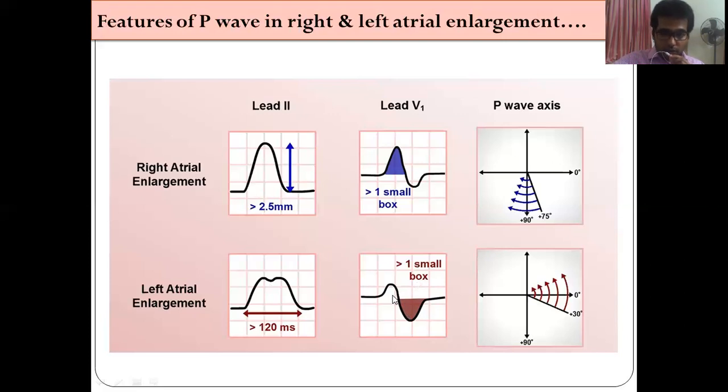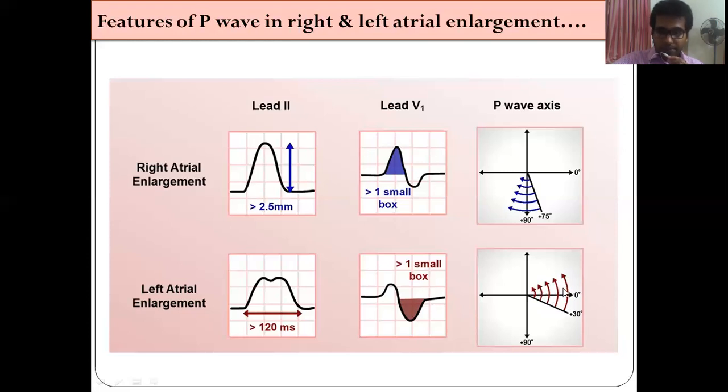The left atrium represents the second half of the deflection, that is the negative deflection. Normally the depth of this negative deflection is less than 1 small square. But in case of left atrial enlargement, the depth of this negative wave will be increased. Now it is more than 1 small box. And due to the electrical dominance by the left atrium, the P wave axis will be rotated anti-clockwise, and the voltage will increase in lead 1.